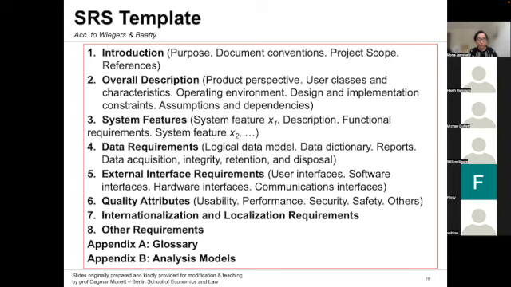External interface requirements also include communication interfaces. For example, when you go to a new website and need to log in, they sometimes ask you to connect with your LinkedIn account, your Facebook account or your Gmail account. So this is a kind of communication interface, where an external communication interface is authenticating your ID.